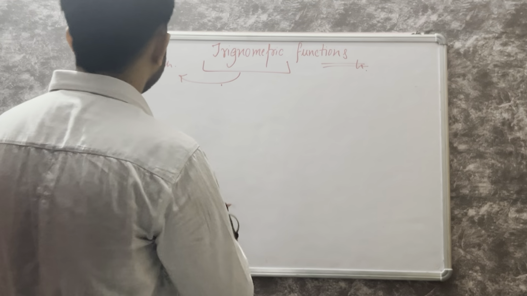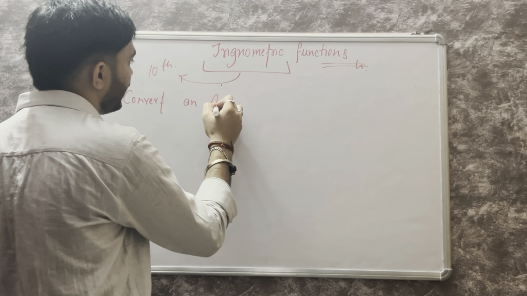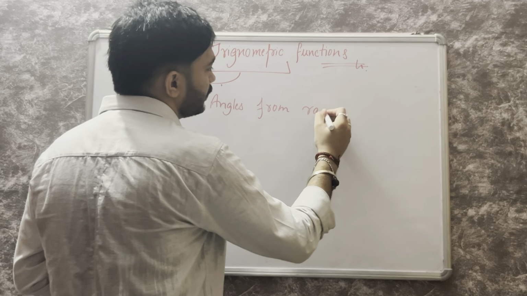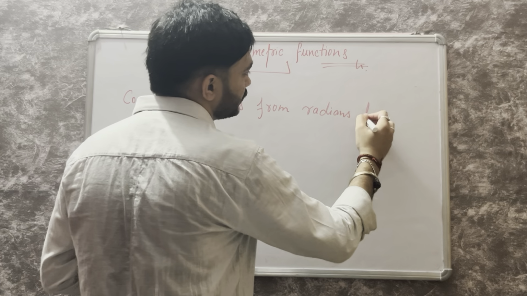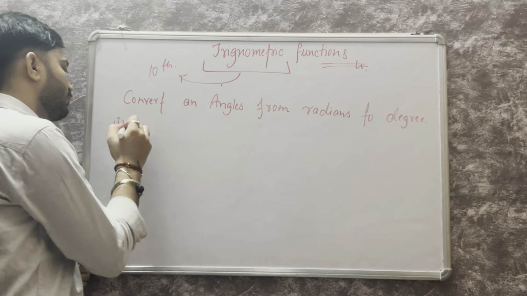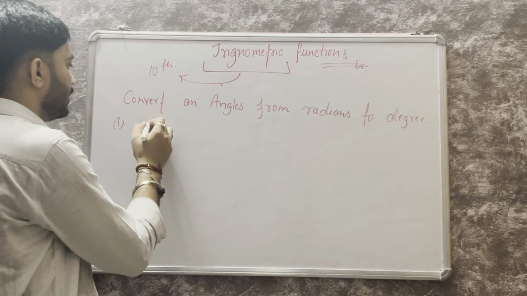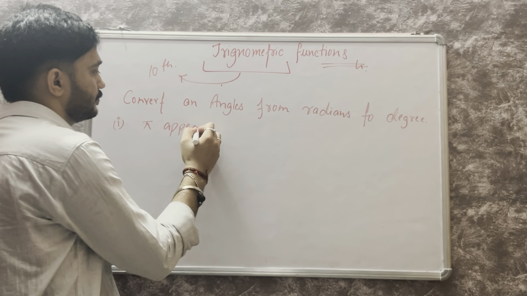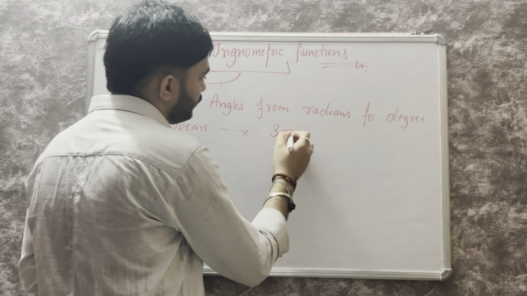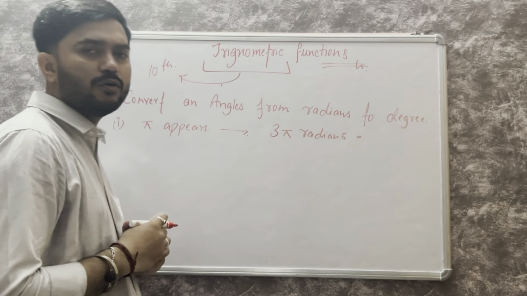Now we are going to convert an angle from radians to degrees. So the first type of question that we are going to deal with is the type of question in which pi appears. So if someone says convert 3 pi radians into degrees, how are we going to do so?